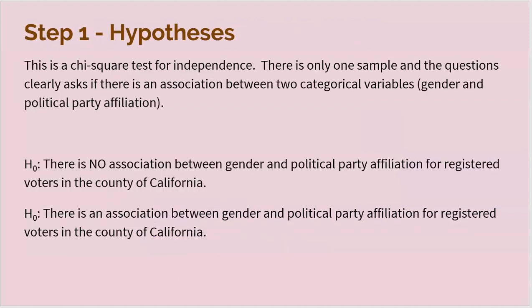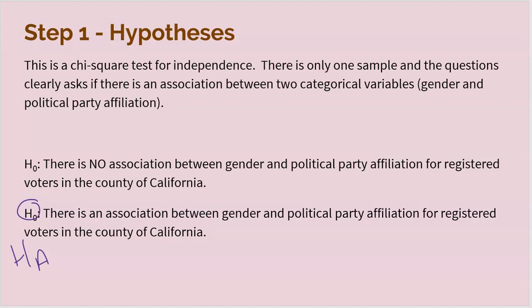So the null is that there is no association between gender and political party. So if I'm a guy, I'm just as likely to be Republican as a girl. No association whatsoever. And the alternative, which I forgot should be an H sub A, sorry about that, little typo: there is an association between gender and political party for registered voters in the county of California.